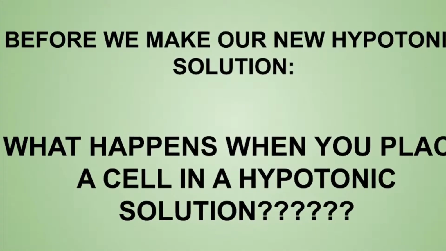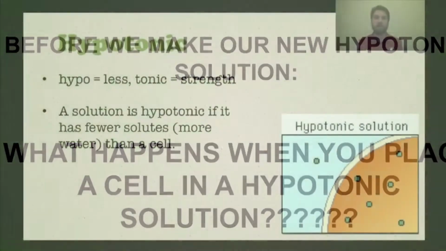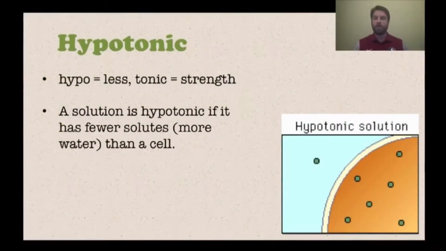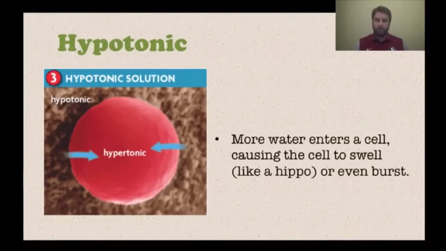What happens when you place a cell in a hypotonic solution? The solute concentration is lower, so the osmotic pressure gradient drives water into the cell. Depending on how much water enters, the cell may look larger or bloated.